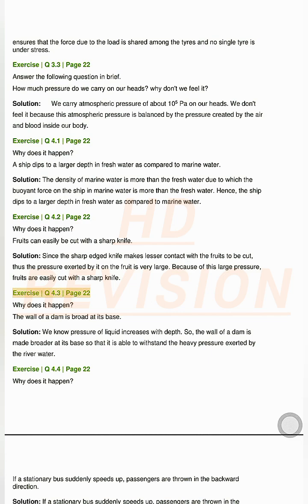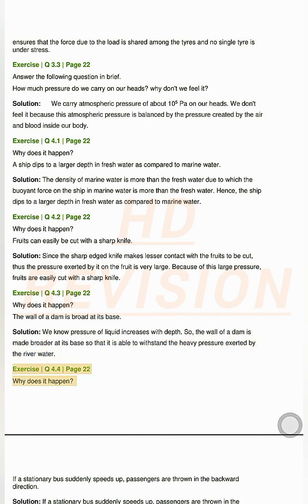Exercise Q 4.3 page 22. Why does it happen? The wall of a dam is broad at its base. Solution. We know pressure of liquid increases with depth. So, the wall of a dam is made broader at its base so that it is able to withstand the heavy pressure exerted by the river water.